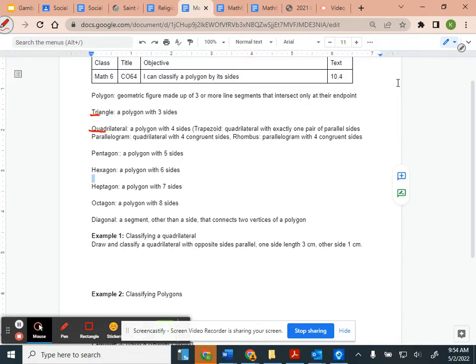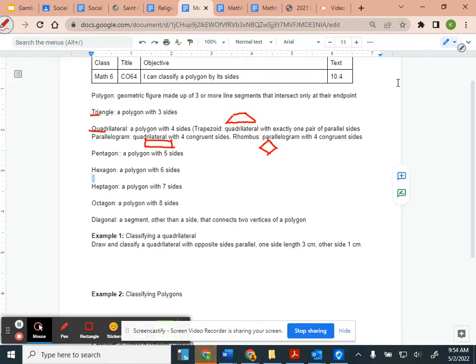A trapezoid is a quadrilateral with 1 pair of parallel sides, and then it slants. We worked with the trapezoid earlier, finding the area of a trapezoid. A parallelogram is a quadrilateral with 4 congruent sides. So that quadrilateral would be like that, like a rectangle. A rhombus is a parallelogram, something like that. They've got parallel sides with 4 congruent sides.